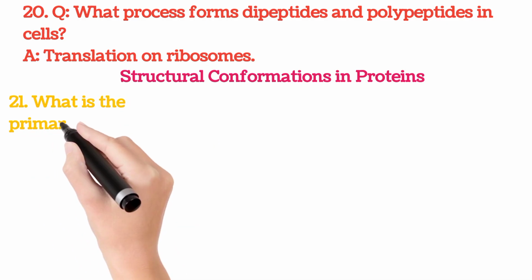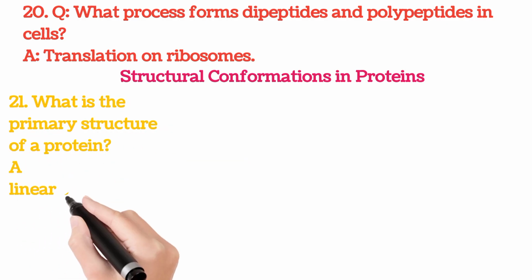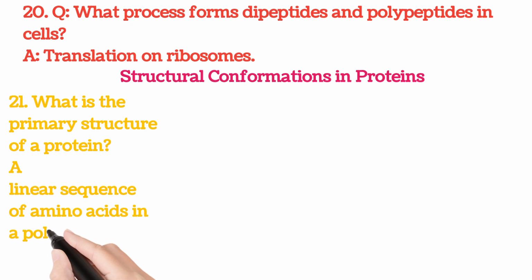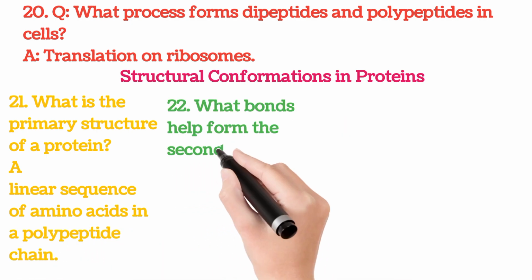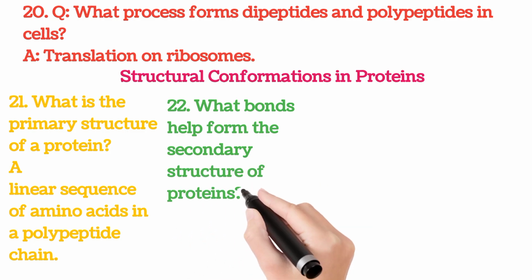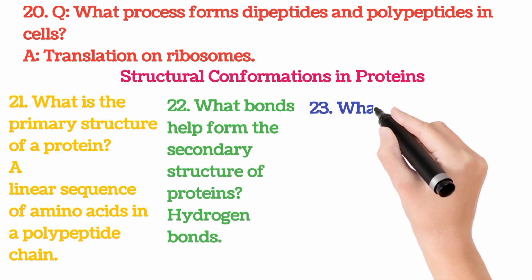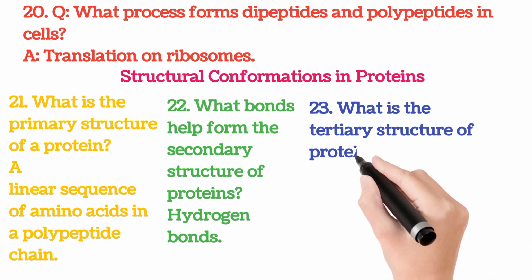Structural conformations in proteins. 21. What is the primary structure of a protein? A linear sequence of amino acids in a polypeptide chain. 22. What bonds help form the secondary structure of proteins? Hydrogen bonds. 23. What is the tertiary structure of proteins?